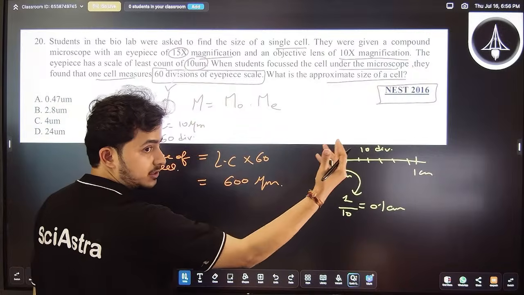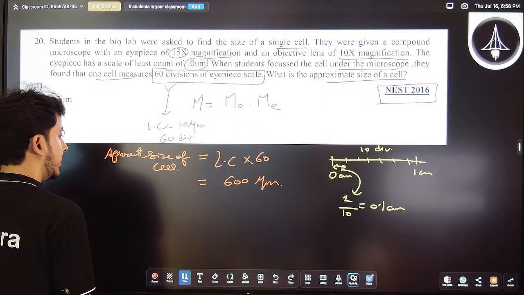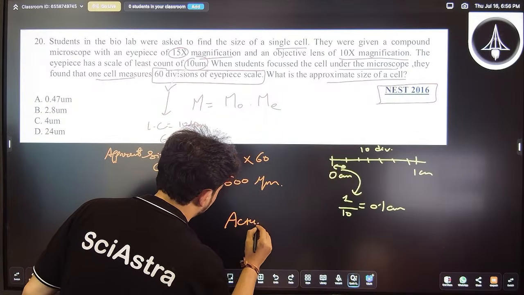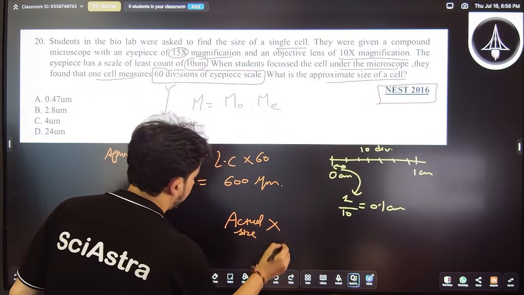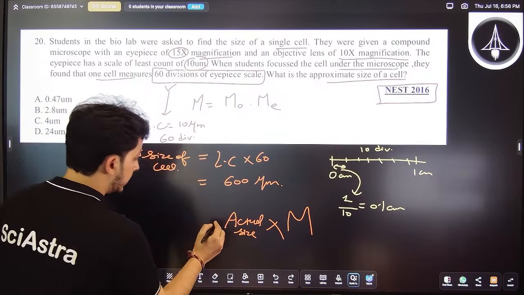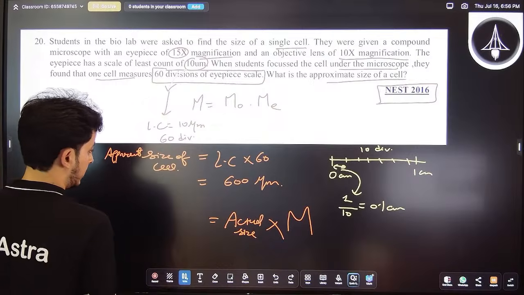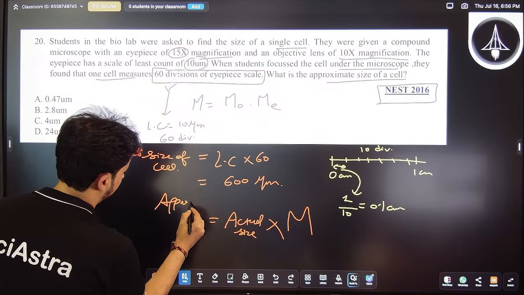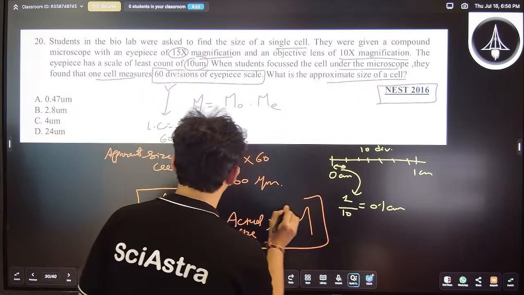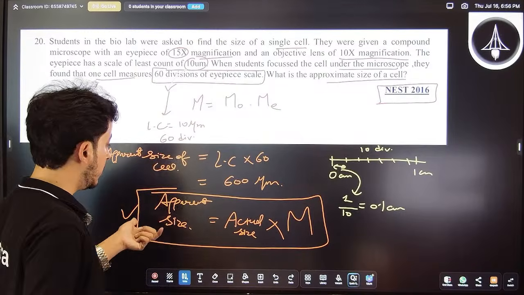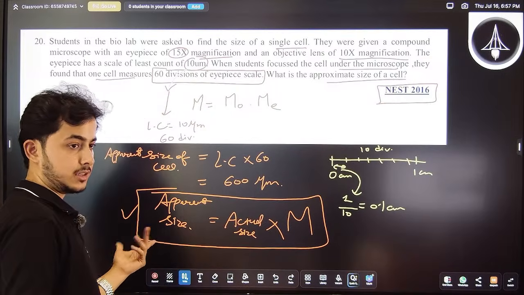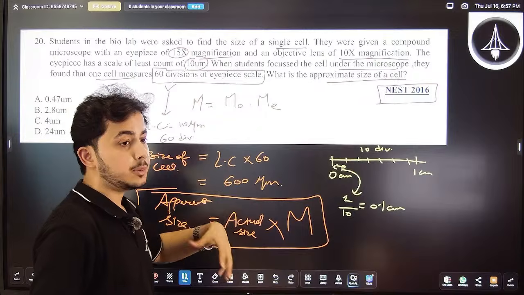Now what is the actual size? To calculate the actual size, we multiply the actual size with the overall magnification of the microscope. Then we get what we call the apparent size of the cell. This is a logical formula, not something that you have to learn. Simply, the actual size gets magnified and that becomes the apparent size, correct? That is how the actual size is being magnified.